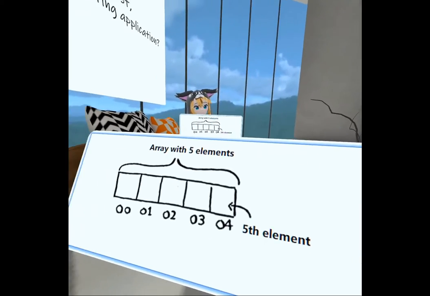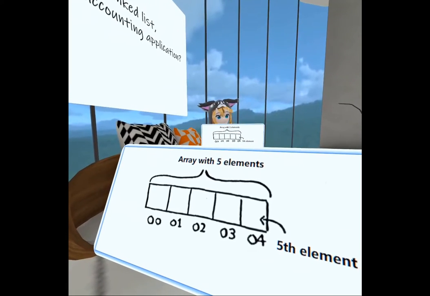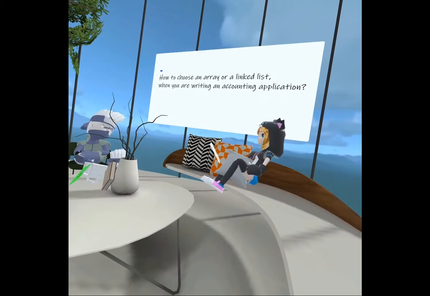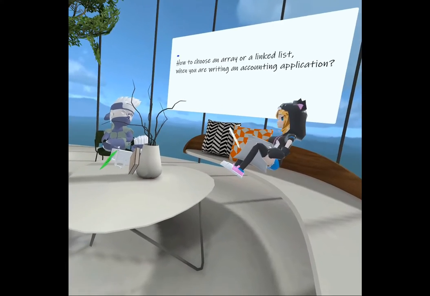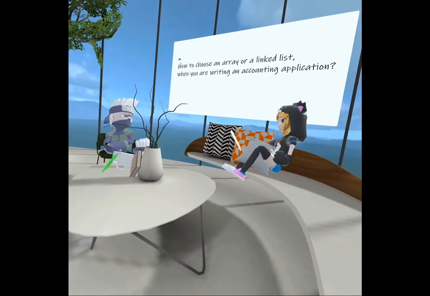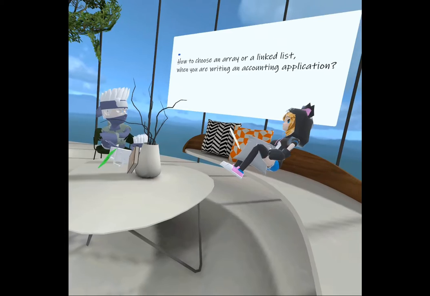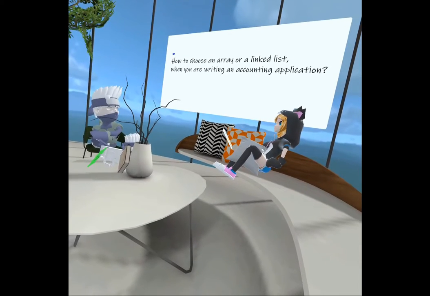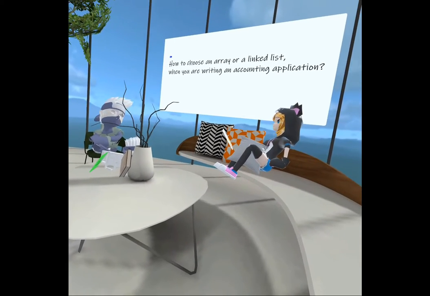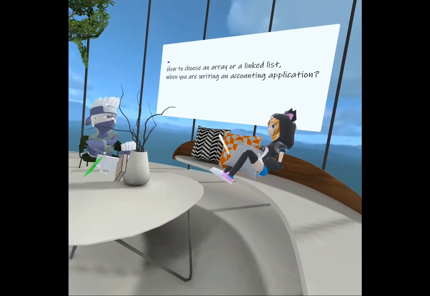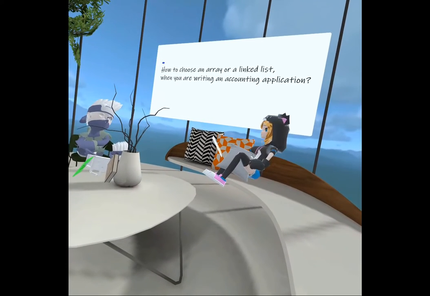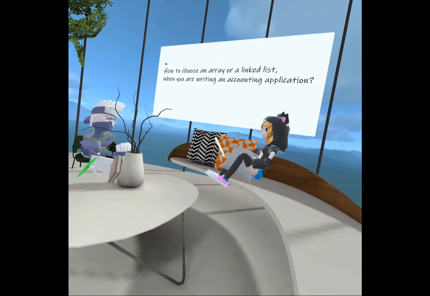In the linked list, the elements are not next to each other. You cannot quickly calculate the memory address of the 5th element. Instead, you must first access the first element to obtain the address of the second element, and then access the second element to obtain the address of the third element, and so on, until the 5th element is visited.